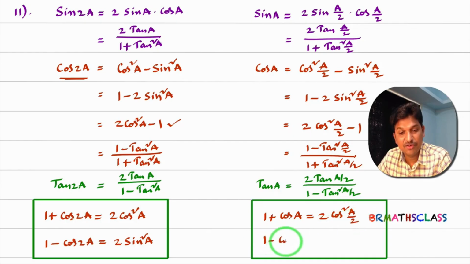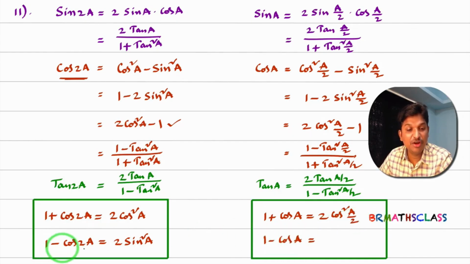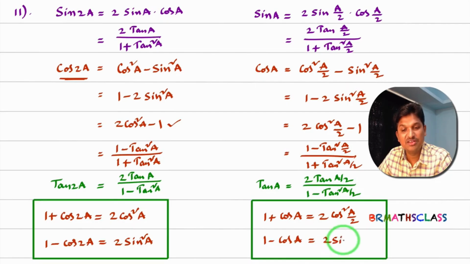1 minus cos a formula. In this formula, in place of a, if I write a by 2, I'll get 1 minus cos a. What is 1 minus cos a? 1 minus cos a is 2 sin square a by 2.